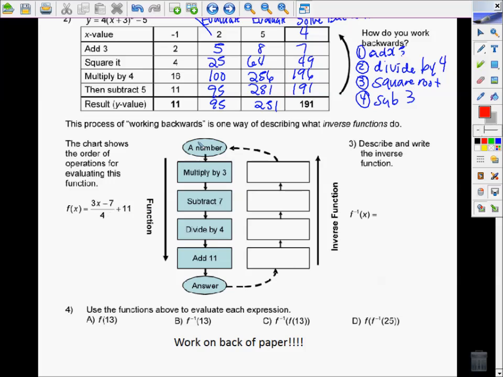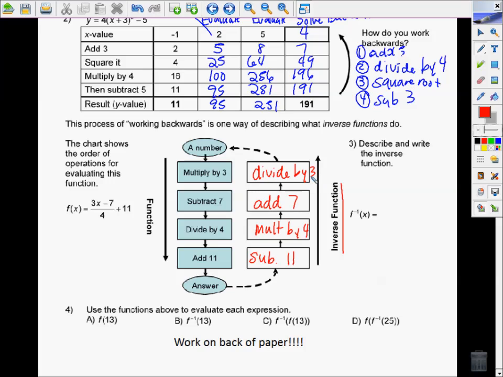This is the function. So when I work backwards, what is that called? Inverse. It's called the inverse of the function. So when we start to work backwards, we use the inverse. Using the inverse and working backwards, instead of adding 11, I am subtracting 11, and instead of dividing by 4, I am multiplying by 4. Instead of subtracting 7, I am adding 7, and instead of multiplying by 3, I am dividing by 3. Okay? So that's me working backwards.